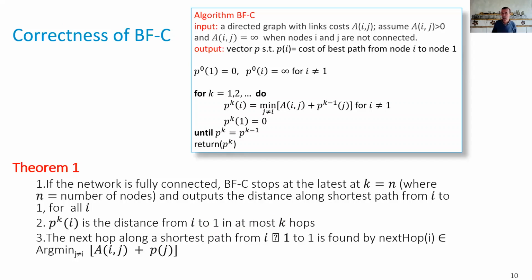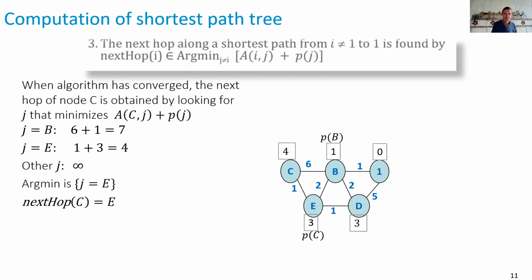Since the network is finite and fully connected, in at most a finite number of hops, it will converge to the distance. And as we said before, the next hop can also be obtained by comparing the distance to all that we obtain by going via any neighbor. So this I've already explained here.